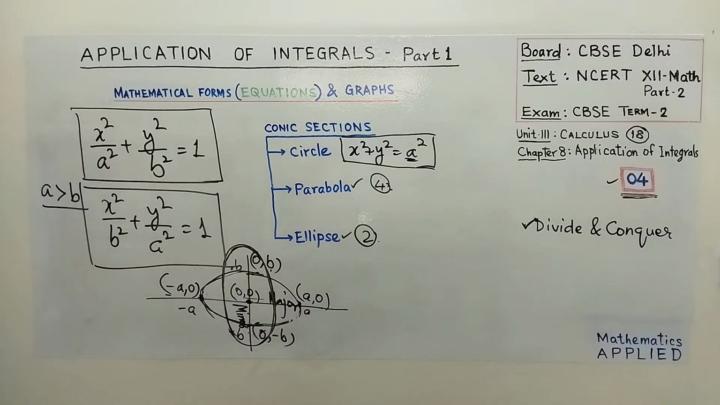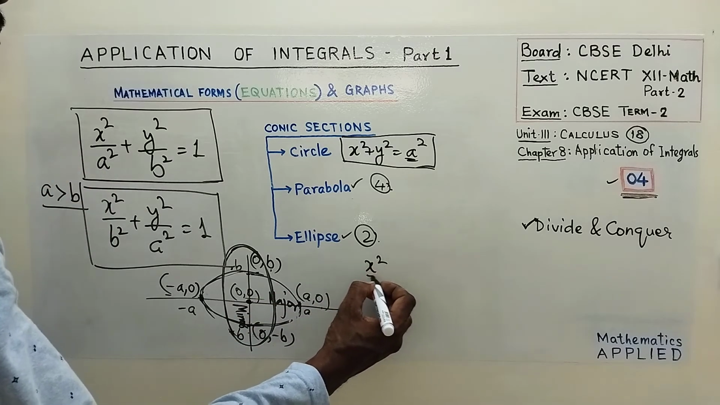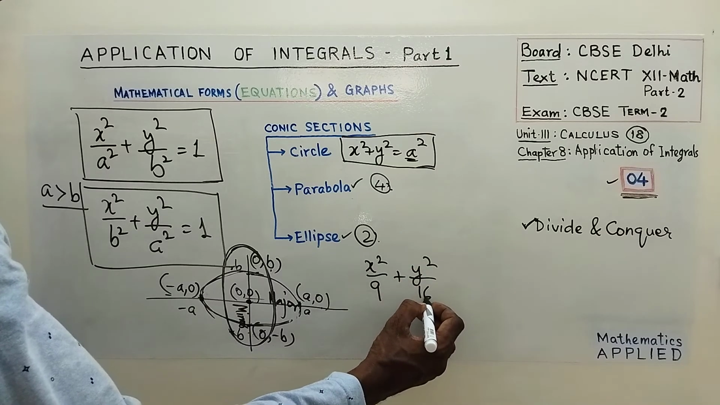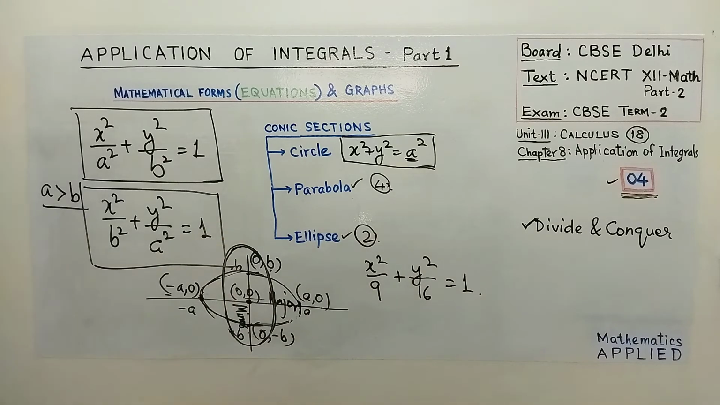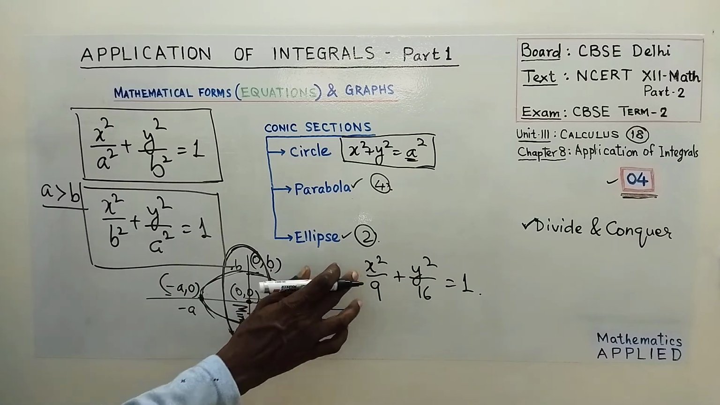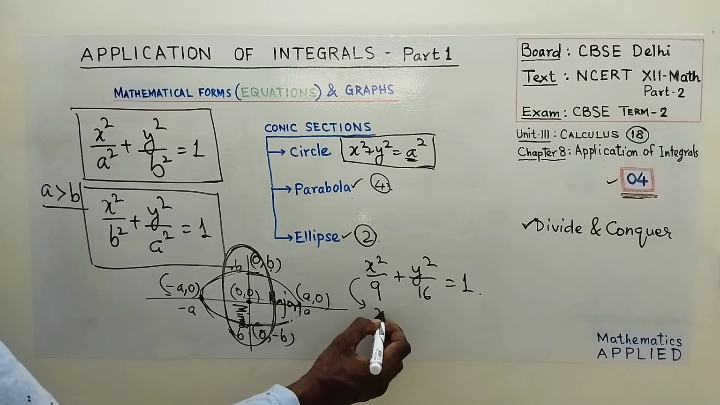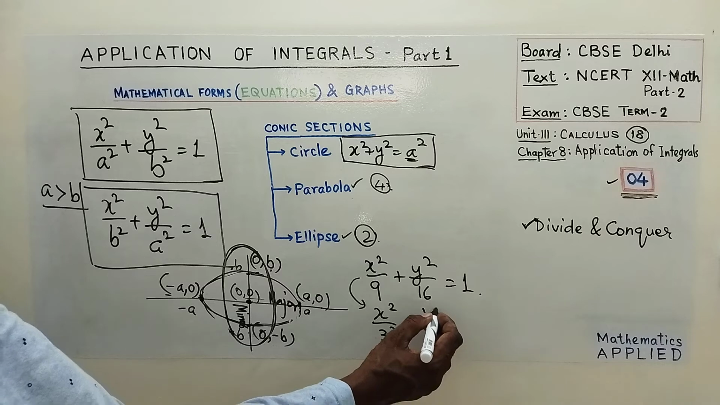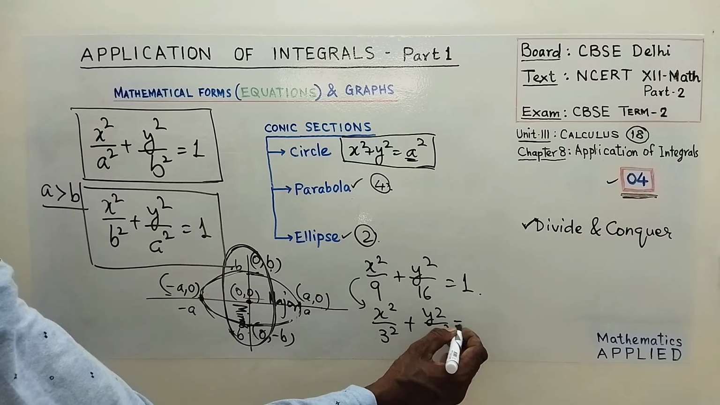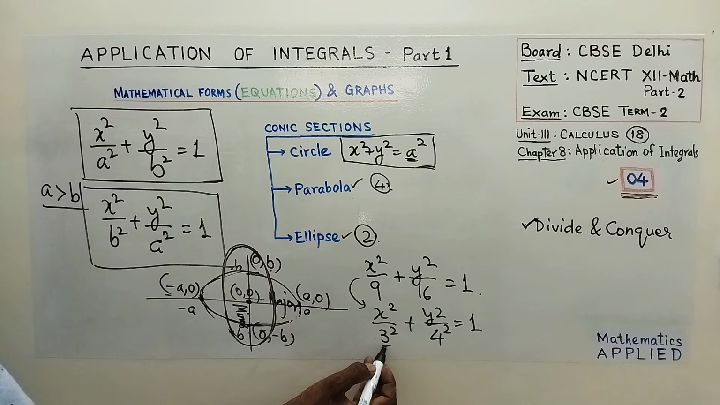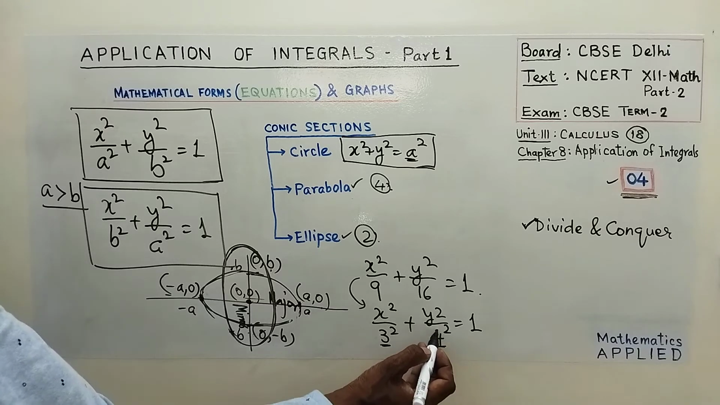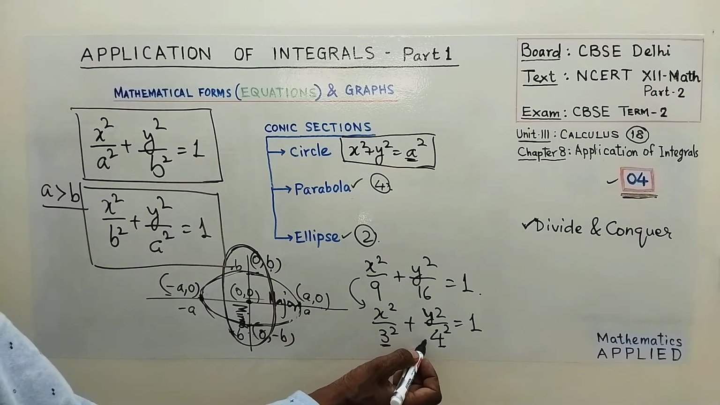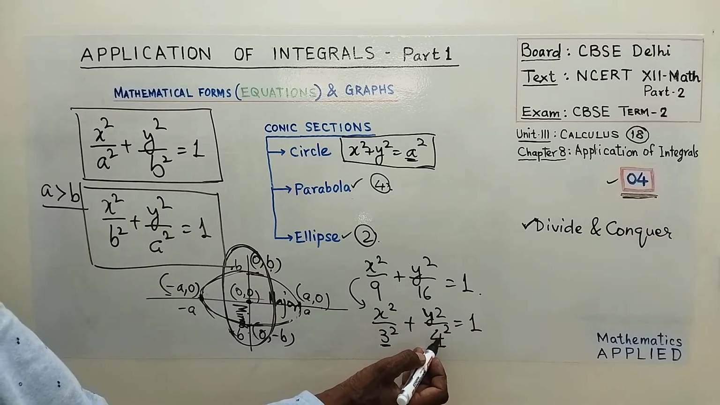How would you draw this equation? For example, if you take x square by 9 plus y square by 16 equals 1. If this equation is given like this, what would you understand from this? You will first convert this into the perfect square form. The denominator is 3 square plus y square by 4 square. You see this is smaller than this. That means the major axis is going to be y. So if the major axis is y, then what is its vertex? Vertex is going to be 0, 4.